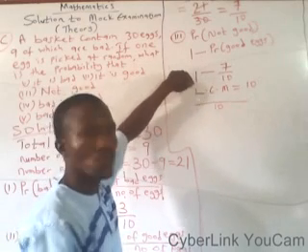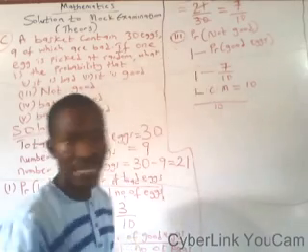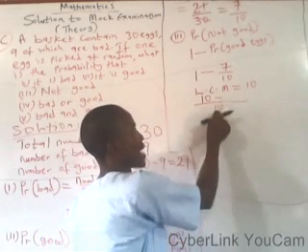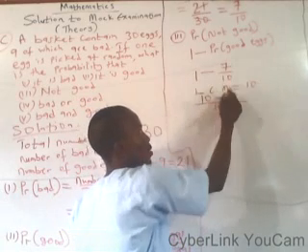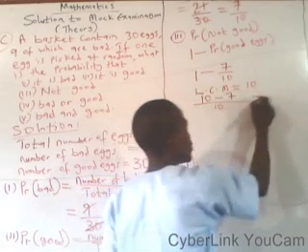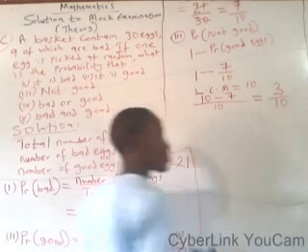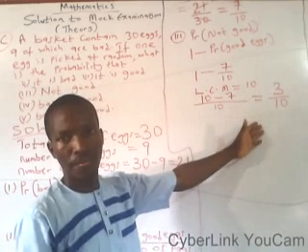10 divided by 1 is what? 10. 10 multiplied by 1 is what? 10. You write it here as 10. Put minus. 10 divided by 10 is what? 1. 1 multiplied by 7 is what? 7. 10 minus 7, this will give you 3 over what? 10. It's a simple fraction, nothing can divide.